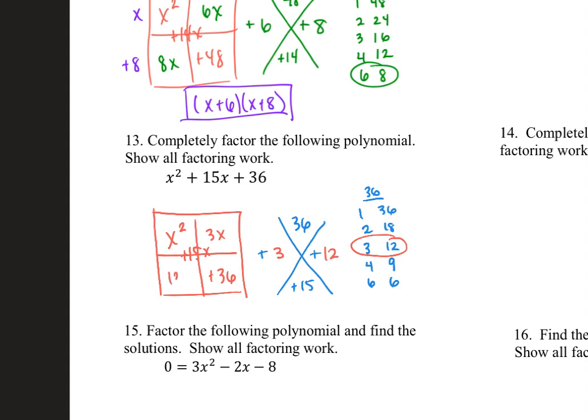So 3x and 12x. And then we GCF the top row, x squared and 3x. We can take out an x. Then that means this has to be x. X times positive 3 is 3x. X times positive 12 is 12x. We should double check each of the boxes. This is x squared, 3x, 12x. 12 times 3 is 36, and then these add to make 15x. So our final answer is x plus 3 and x plus 12.